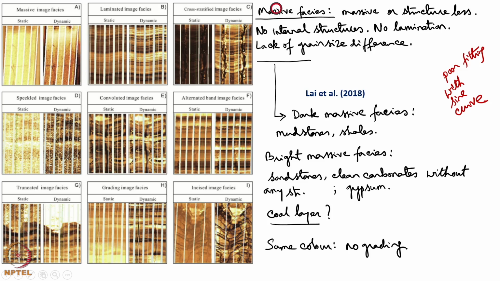This massive facies can be divided into 2 types: the dark massive facies. Here the darkness will indicate mudstones or shales, and if it is a bright massive facies, then it will indicate sandstone, clean carbonates without any structure, or gypsum.